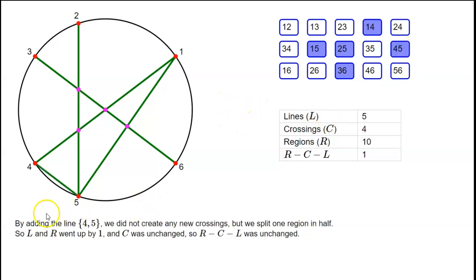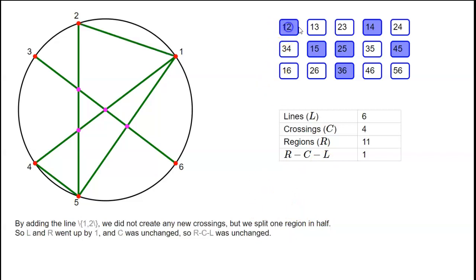I mean, it even works in, here's a kind of degenerate case. We add a new line from 4 to 5. So there's no new crossings there. But still, there's no new crossings. That means that the whole line is just one section, and it only passes through one region and splits that one region into 2. So L goes up by 1, C goes up by 0, it doesn't change, and R goes up by 1. And so in the combination R minus C minus L, nothing changes. And that happens every time.